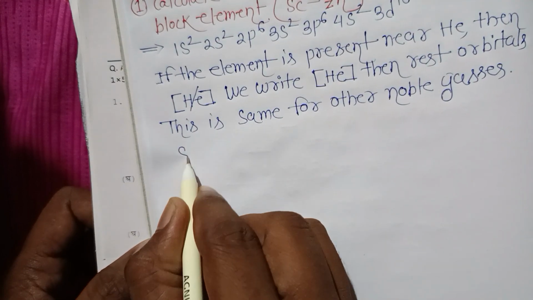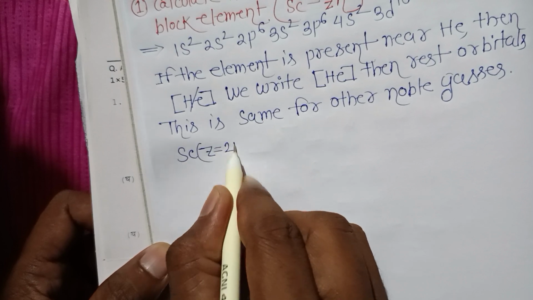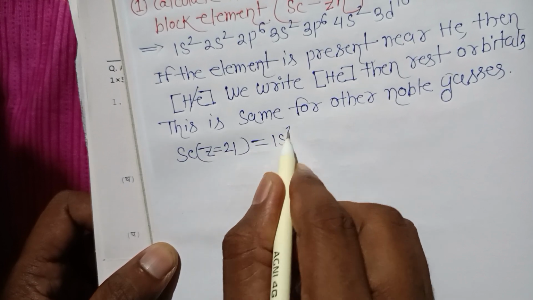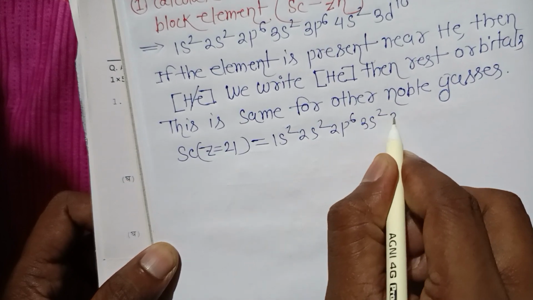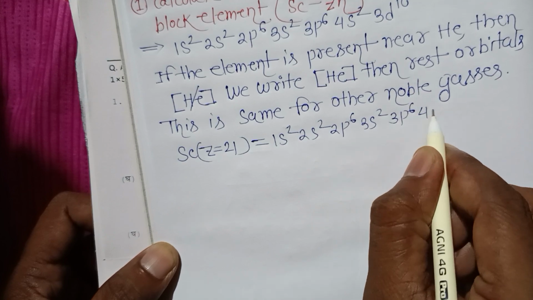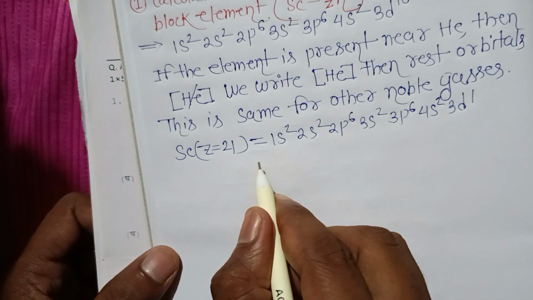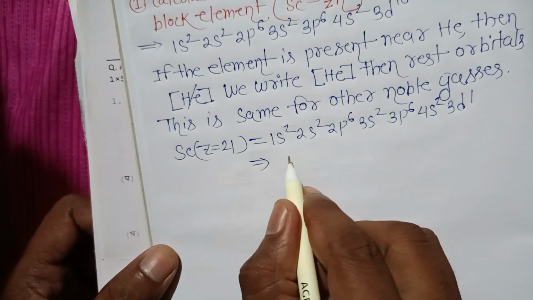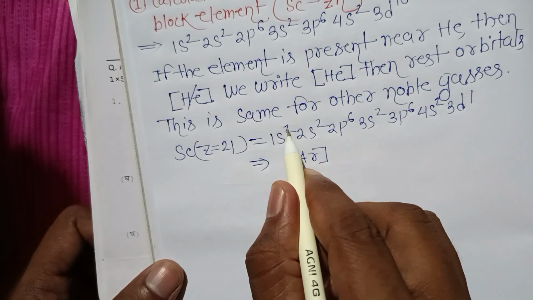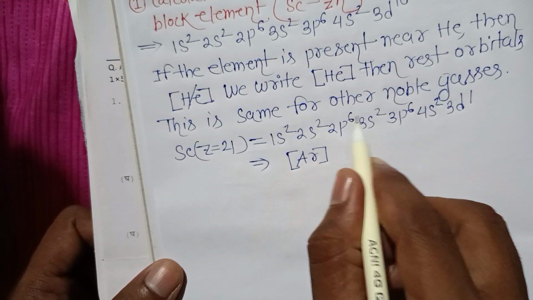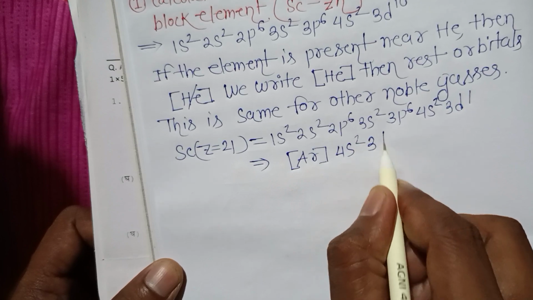First we write scandium. Scandium atomic number is 21. So 1s2 2s2 2p6 3s2 3p6 4s2 3d1, and in short we write Ar, meaning argon, 18. So note that 2, 4, 6, 10, 12, 16, 18, and 4s2 3d1.